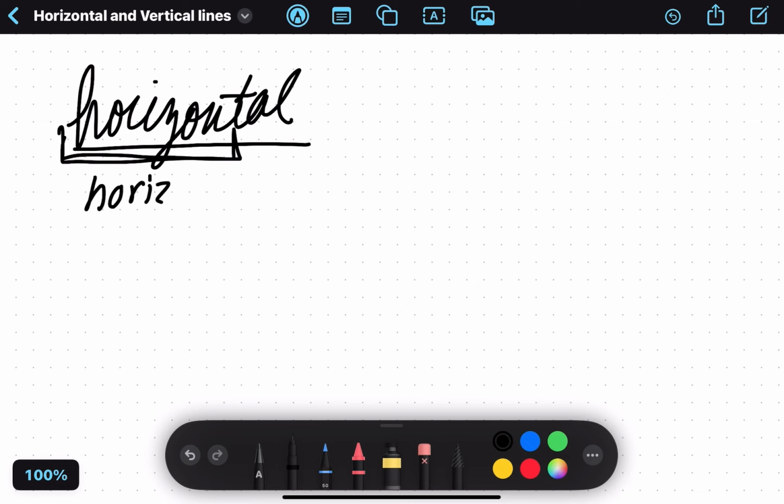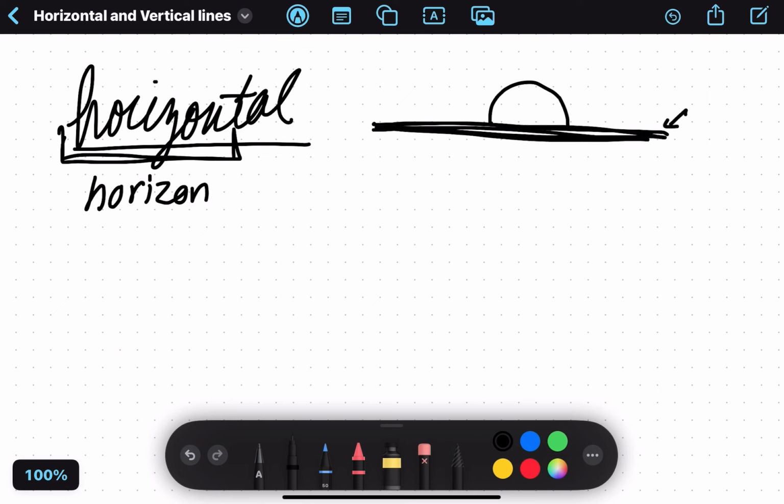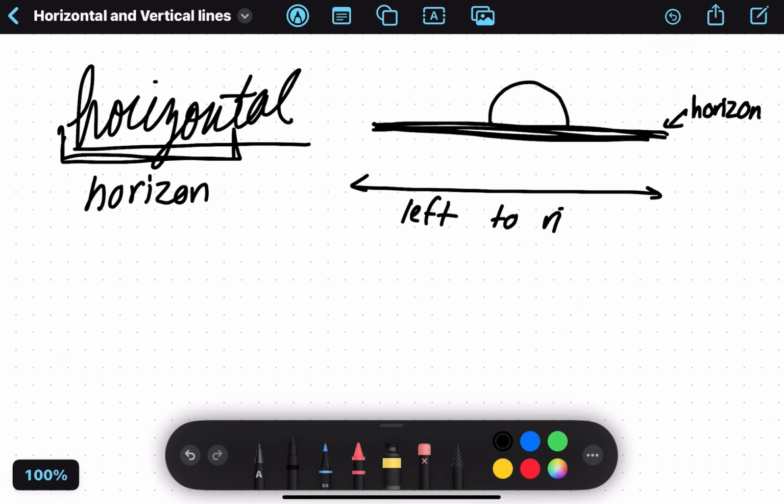And do you know what the horizon is? It's basically where the sky meets the land or the sea. So if you ever watch a sunset, this line right here, that is the horizon. And as you could see, it goes from left to right. That's horizontal.